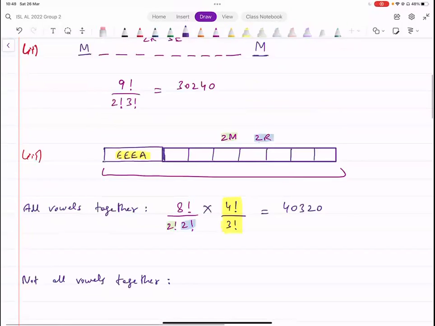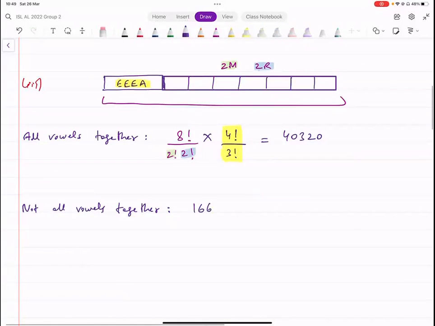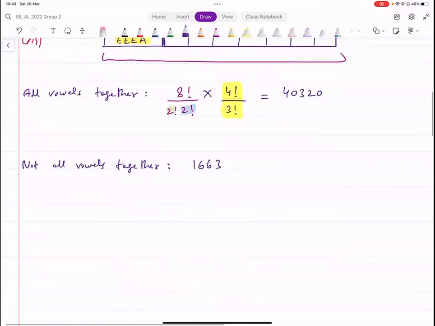First part का जो आंसर था total, उसमें से माइनस कर देंगे ये 166,3,200 minus 40320, and that's going to give us the result, right? Total में से together वाला case minus कर. Yes, 1,622,880. So that's the number of cases that we've got for this case.